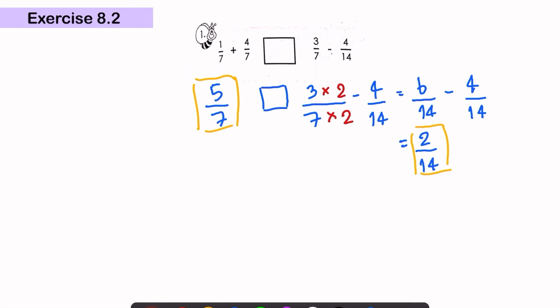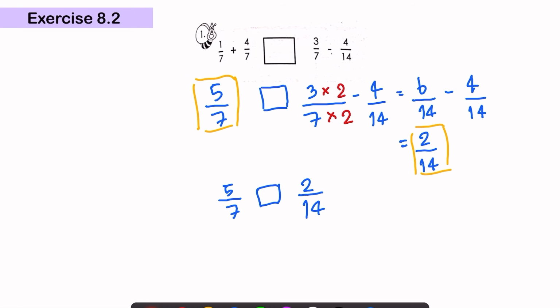You need to compare these two fractions. We have 5 over 7 compared with 2 over 14. Now, can you tell me, can we compare these two fractions? Yes, we can, or no, we cannot. The answer is we cannot compare because they have different denominators. Can you see? We have 7 and 14. They are different. We need to make them the same first so you can compare fractions.